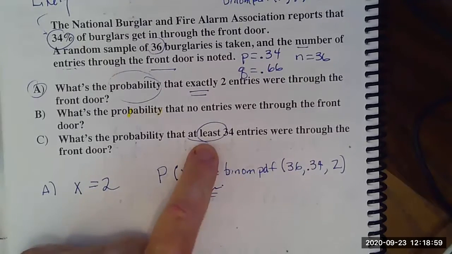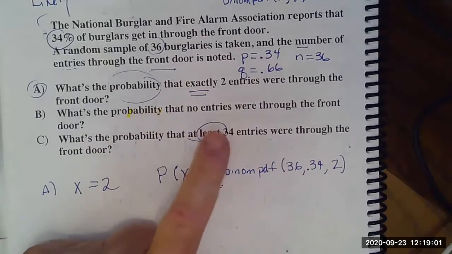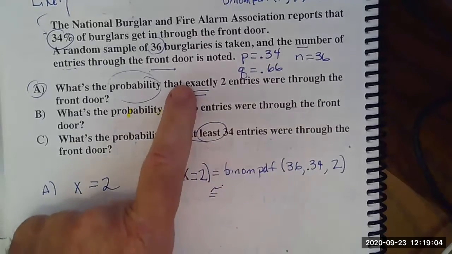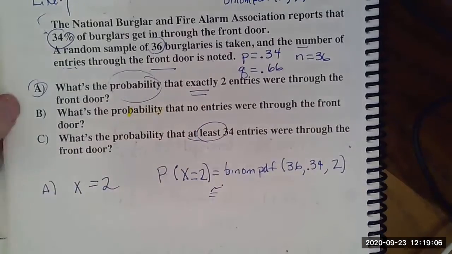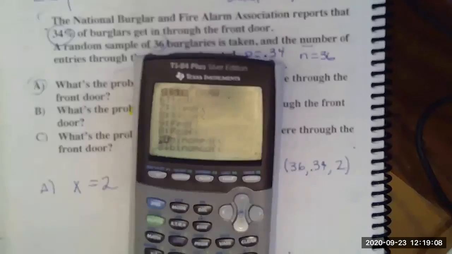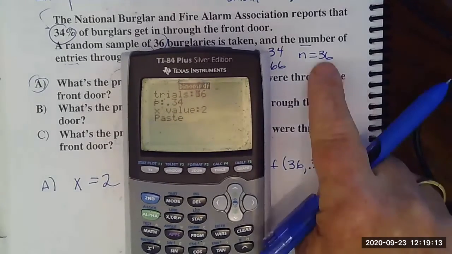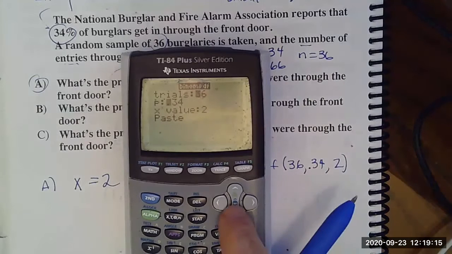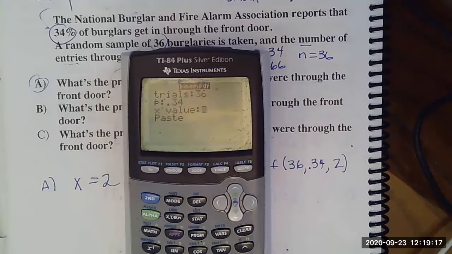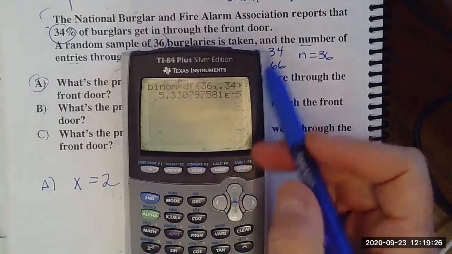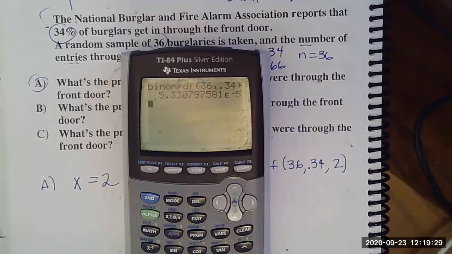So I'm going to do PDF on all of these, including this one, and this is the one that takes a little bit more time. Exactly 2. So I'm going to do PDF, hit enter. Oh, there are the trials. So n is 36. Then 0.34. Looks like I did that from the previous class. Hit paste, and then hit enter. And you get this, which, okay, I believe we've seen this E thing before.